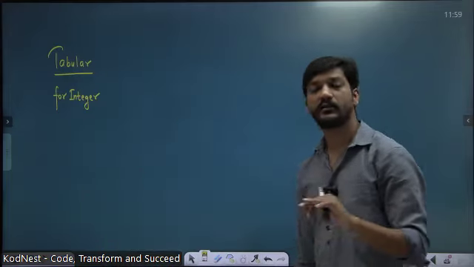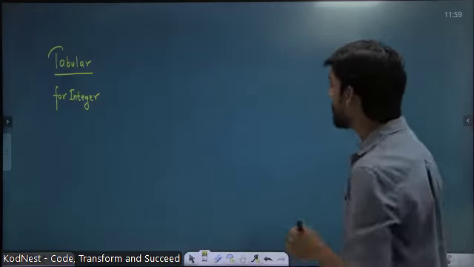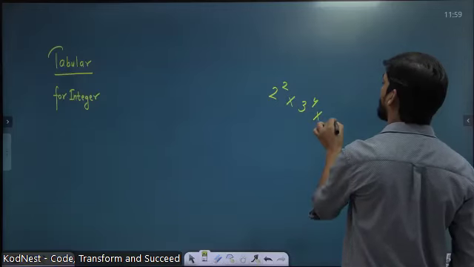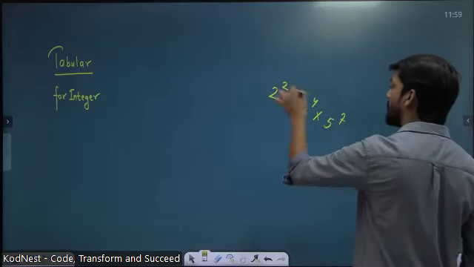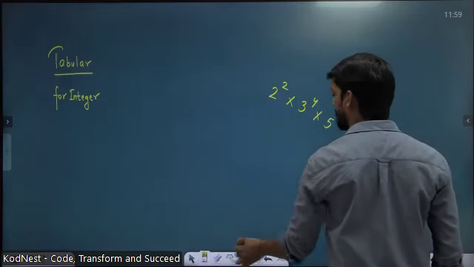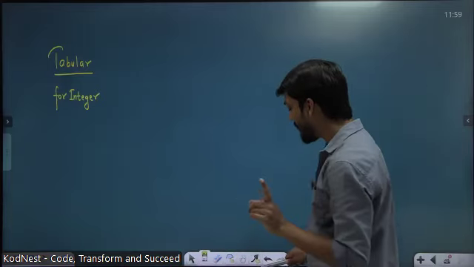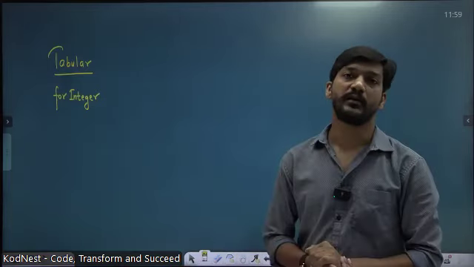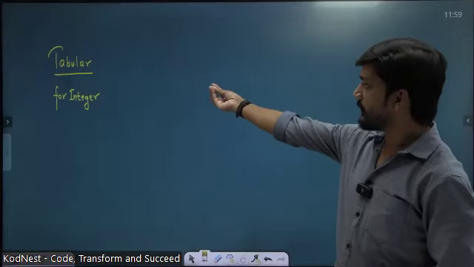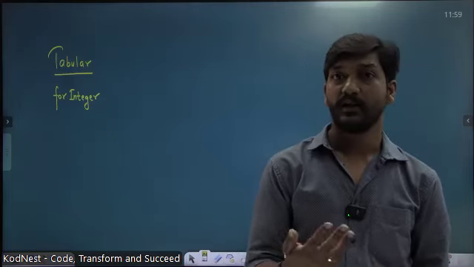For decimal numbers, another approach. For fractions, another approach. For something like 2 square into 3 power 4 into 5 power 7, if numbers are given like this, then the approach is not tabular, it is something else. So it depends on the type of numbers. Based on that, we will choose the approach. We'll take certain questions for the tabular method and start in the next session.